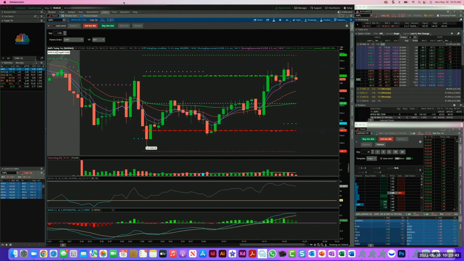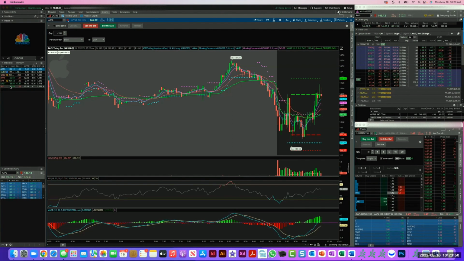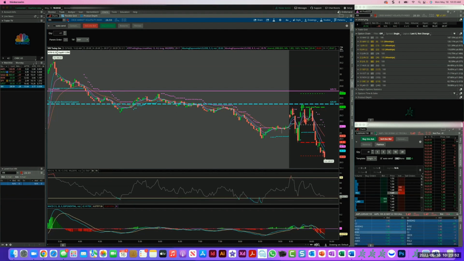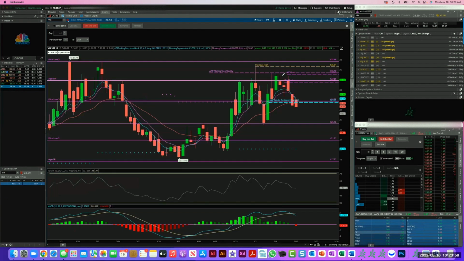Let's check on our VIX. All right, so the VIX is still falling. Looking at the VIX on a daily chart, the VIX could fall to 25. That's going to be extremely bullish for Apple. So we may stay in this trade and try and maximize our gain today.